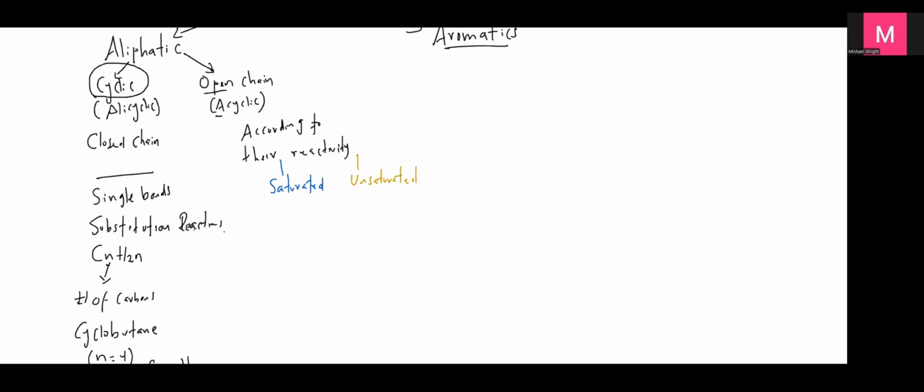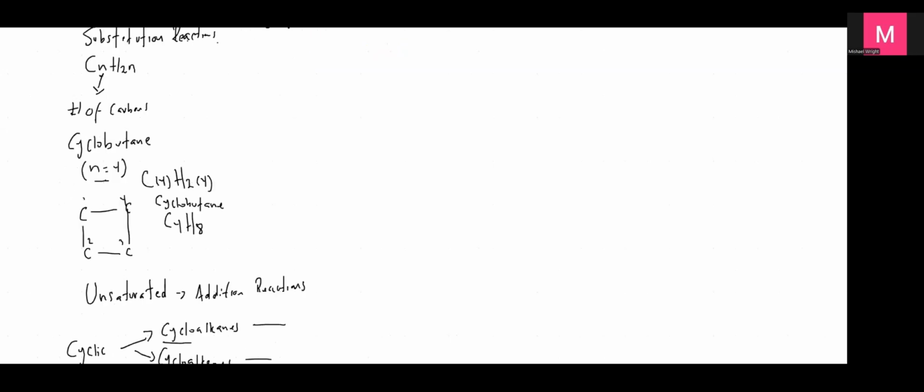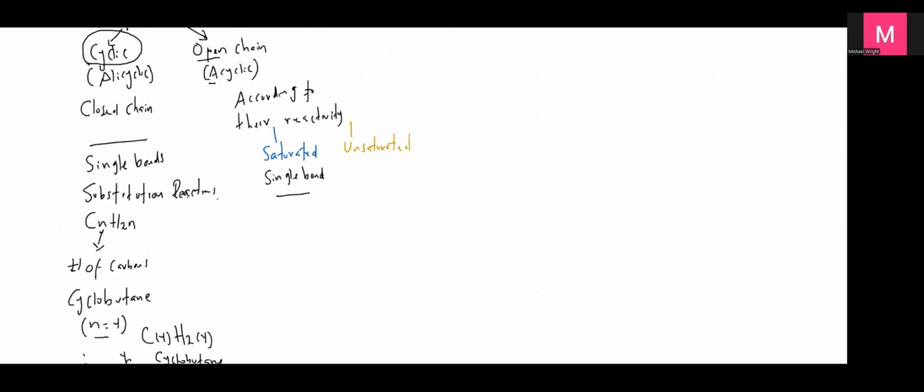What I can tell you is that the saturated open chain hydrocarbons have single bonds. Remember that a single bond is a simple bond, one bond, and it indicates the presence of sigma bonds. So when you see single bond, you're talking about sigma bonds. Got it? So we have here the alkanes.